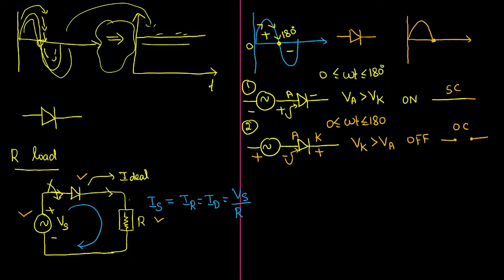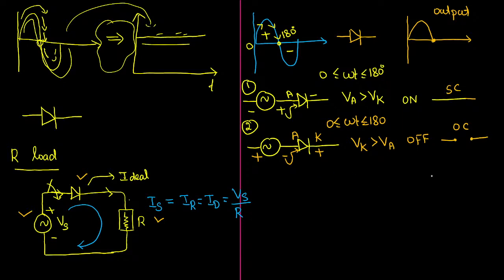What will happen after 180 degree? Now think of it. Sir, after 180 degree, this negative portion will be blocked by the diode. So see here, I am drawing the output waveform. Output waveform means I am measuring the voltage across the resistor. So this positive voltage will be transferred to the output. What about the negative portion? The negative portion will be blocked by the diode.